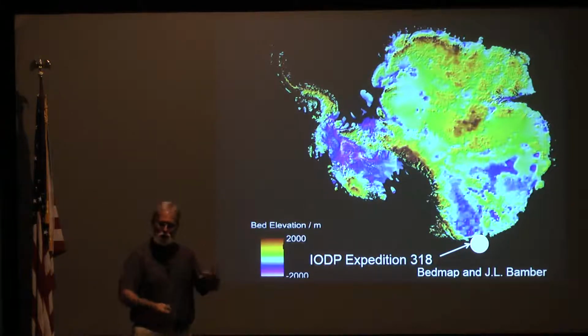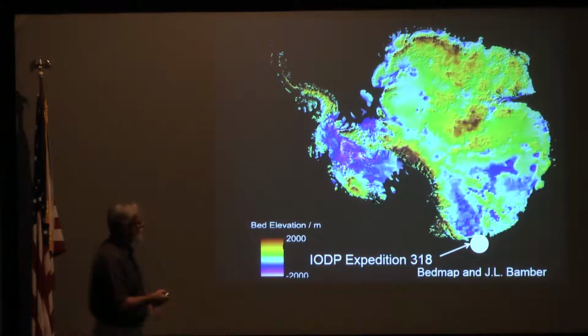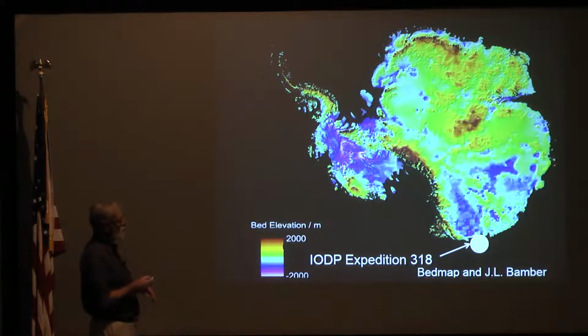Ocean sea level rise, all of these things tend to destabilize ice that's not grounded above sea level. It's grounded below sea level, so it's susceptible to oceanic influences.